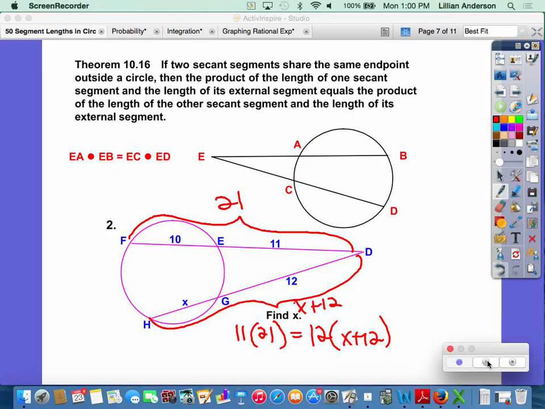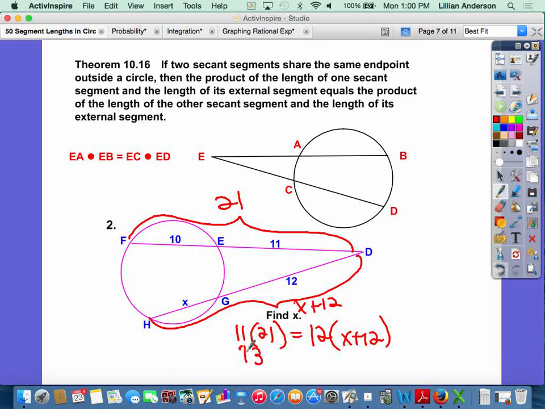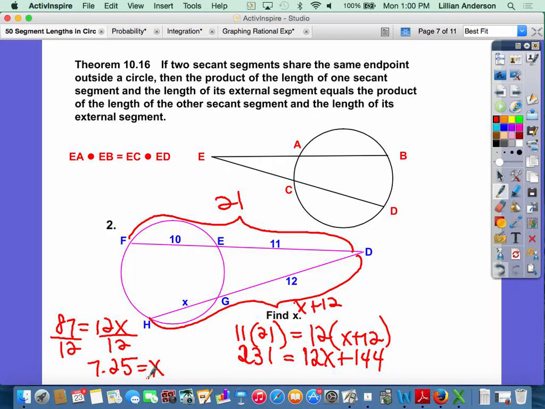11 times 21 equals 12x plus 144. Do not forget the distributive property. Subtract 144 over and you get 87 equals 12x. Great, you got that right. Oh, I messed up. I was doing 12x instead of 12x plus 144. So you have to be careful, make sure you distribute.